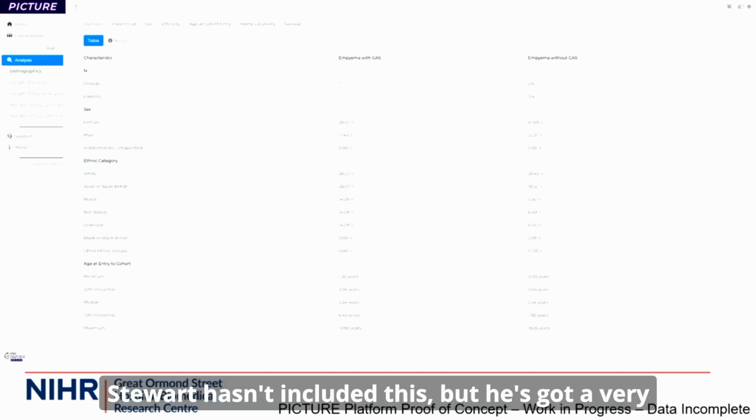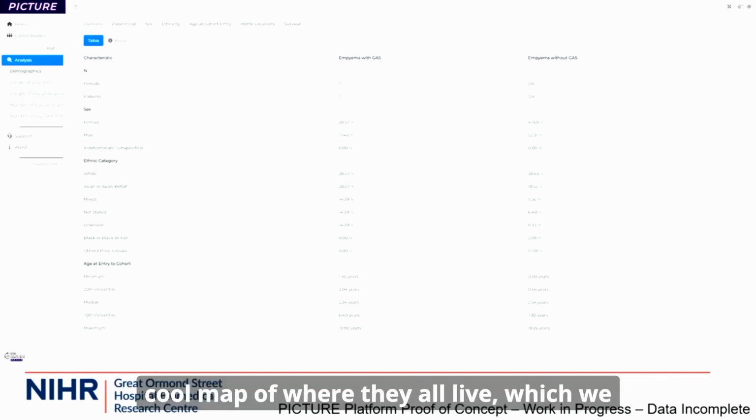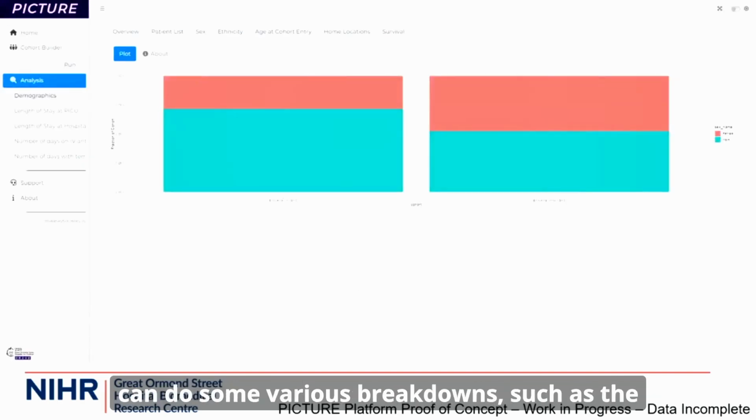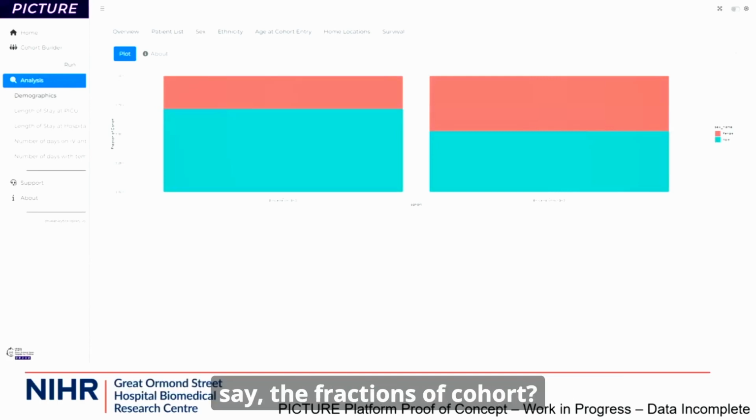Stuart hasn't included this, but he's got a very cool map of where they all live, which you probably shouldn't set up on film. And then you can do some various breakdowns, such as the demographics of, what does that say, the fractions of cohort?